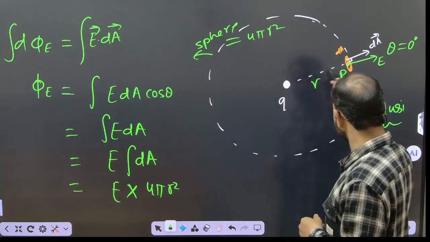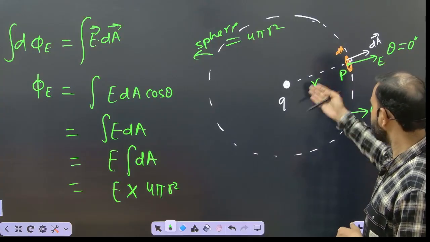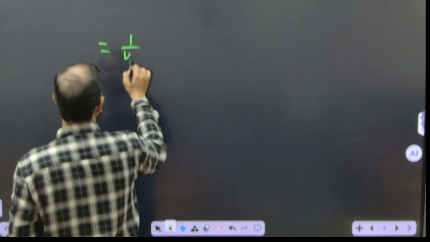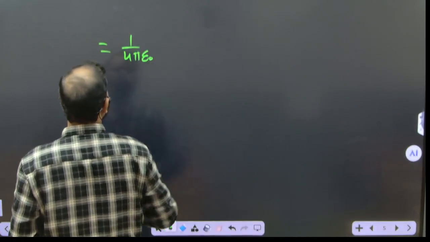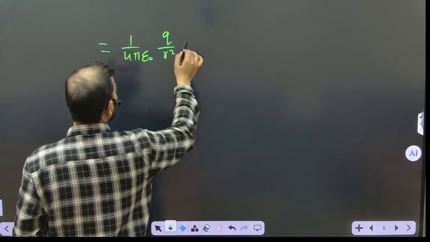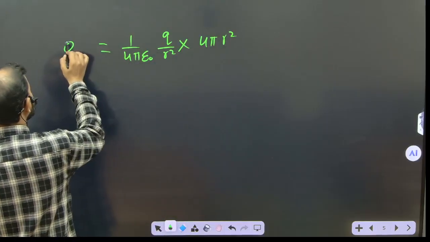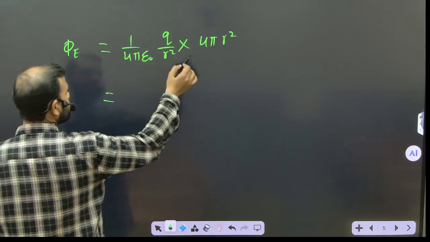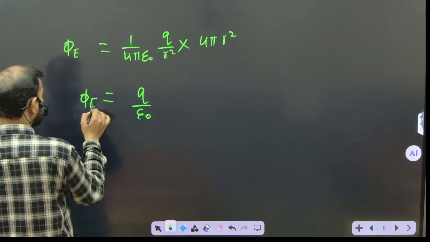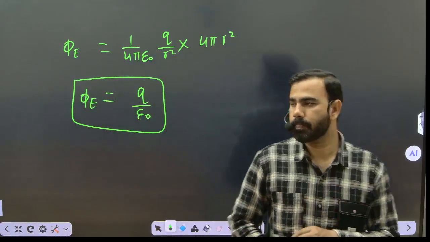And what is the electric field due to this Q at this point, at the distance r? What is the electric field? E is 1 by 4 pi epsilon naught Q upon r square. And here the area is 4 pi r square. So phi E is just Q divided by epsilon naught, which is nothing but Gauss law.